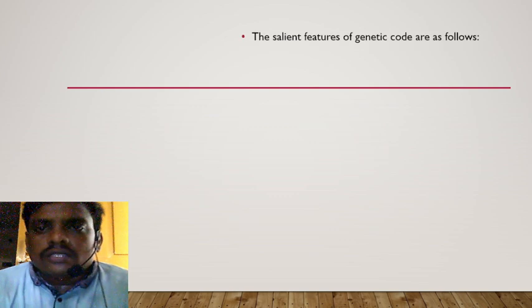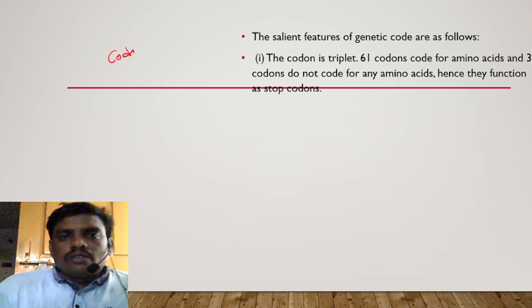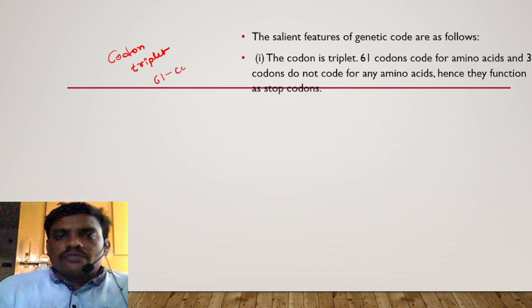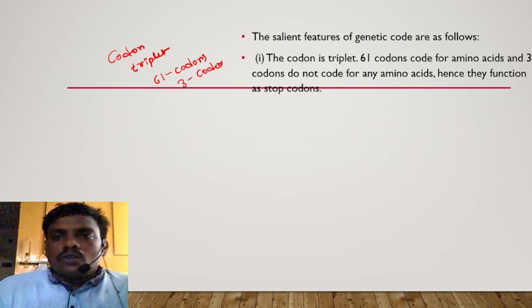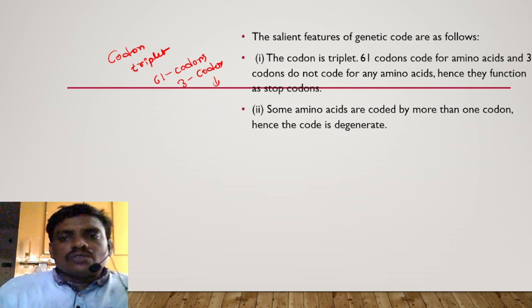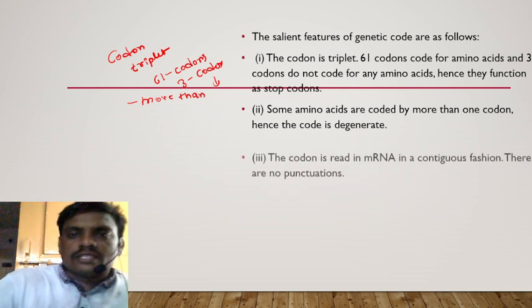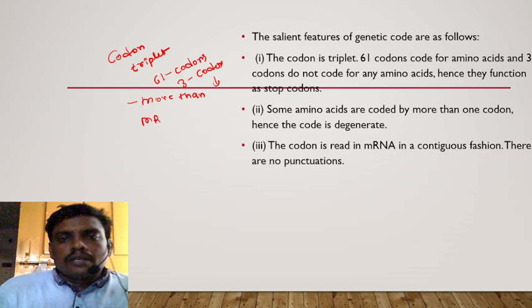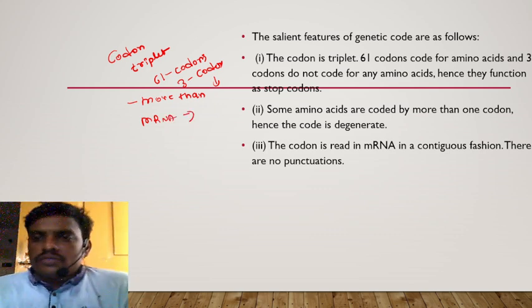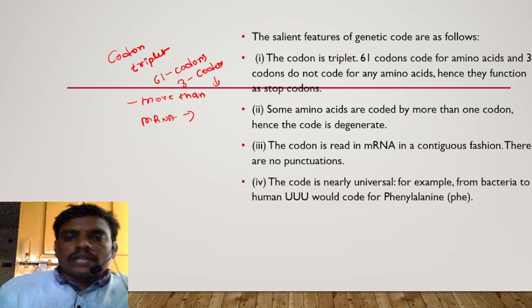Remaining part: if you see the salient features of the genetic code as shown in the figure, the codon is a triplet. Of the 64 codons, 61 code for amino acids, and 3 codons do not code for any amino acid, hence they function as stop codons. Some amino acids are coded by more than one codon, hence the code is degenerate. The codon is read in mRNA in a contiguous fashion. There are no punctuations. The code is nearly universal, from bacteria to human.